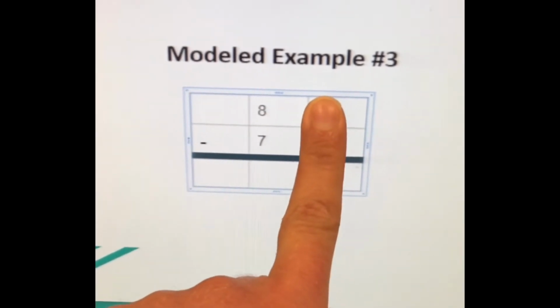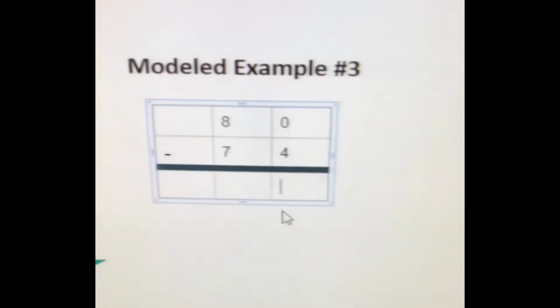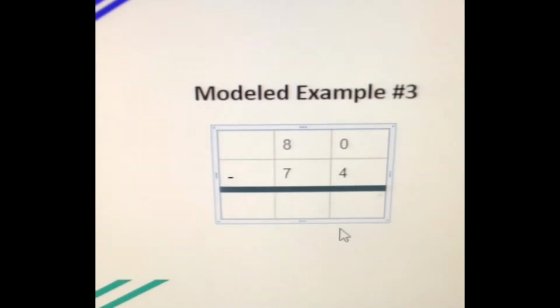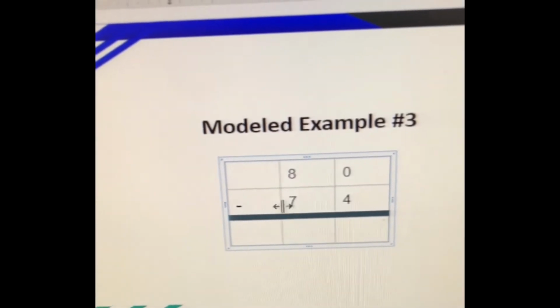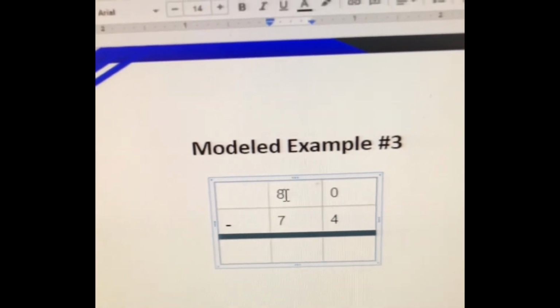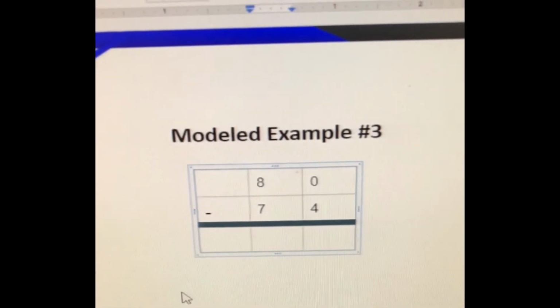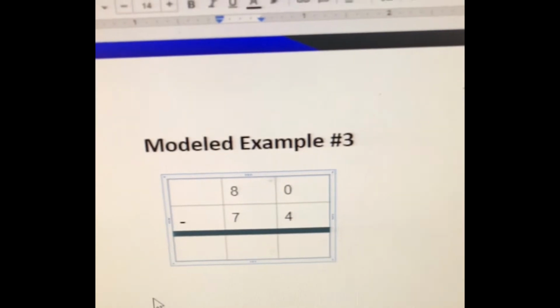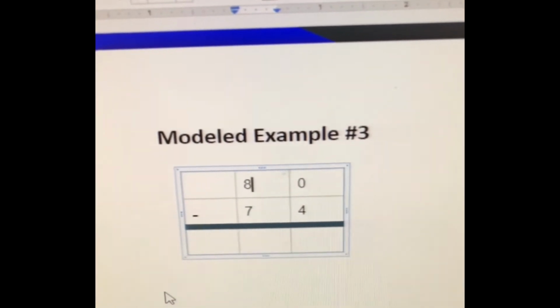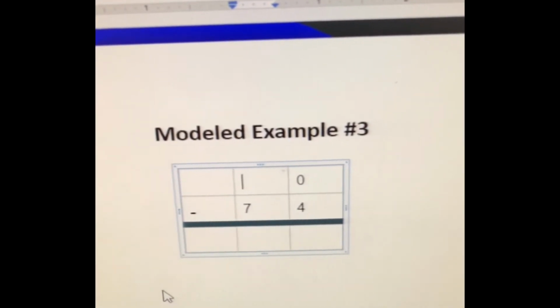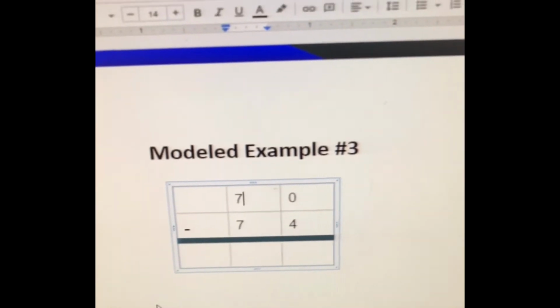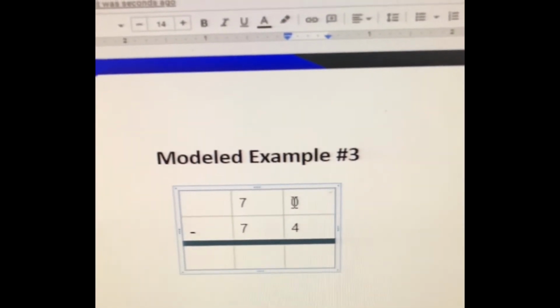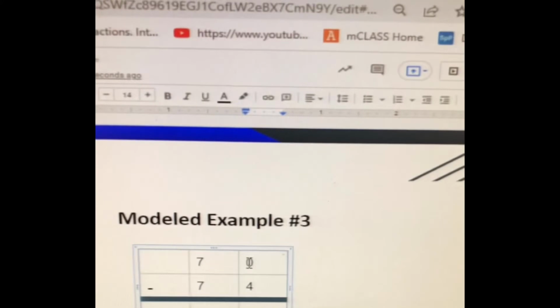Then the tens place, 8 is bigger than 7. So the number at the top in the tens place is bigger, so we only need to regroup in the ones place. Remember, we regroup by taking a 1 away from the tens place and adding 10 to the ones place. So the 8 in the tens place is going to become a 7. And the 0 in the ones place is going to become a 10.